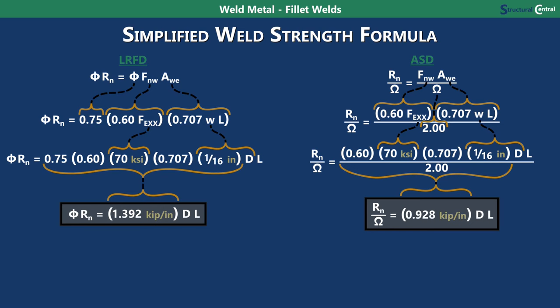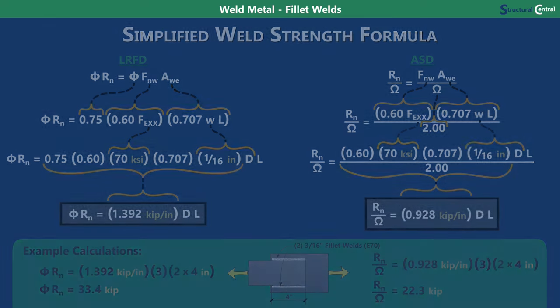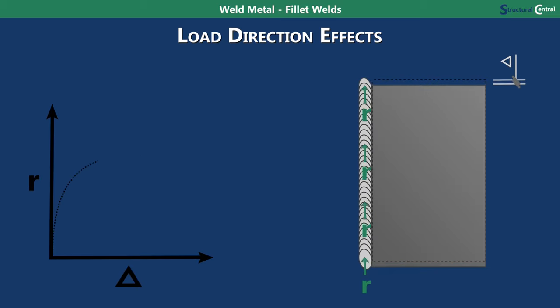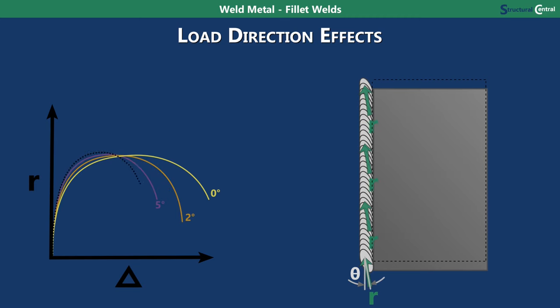This formula really comes in handy in design since you can just quickly multiply this one value with the weld size in 1/16 of an inch and the effective weld length to determine its strength. For example, the strength of two 3/16 inch fillet welds using 70 ksi electrodes that are each 4 inches long can be calculated as shown. Now moving on, one major characteristic about fillet welds that affects their design is that their strength as well as their stiffness are not the same when they are loaded at different angles.